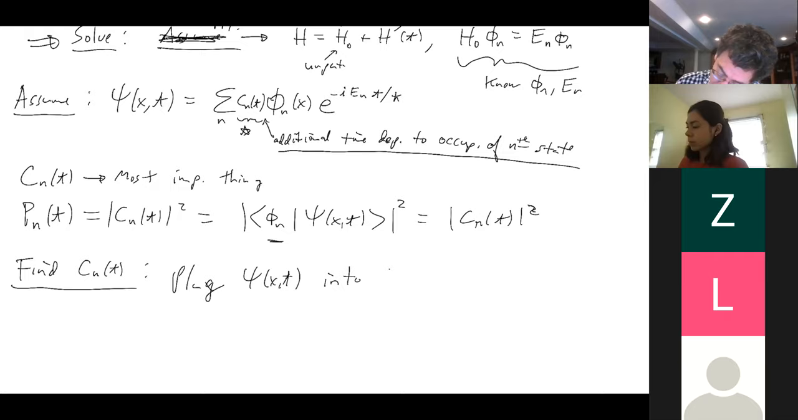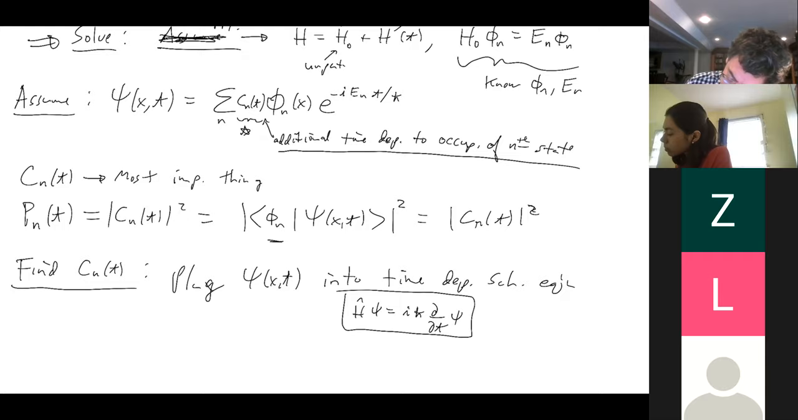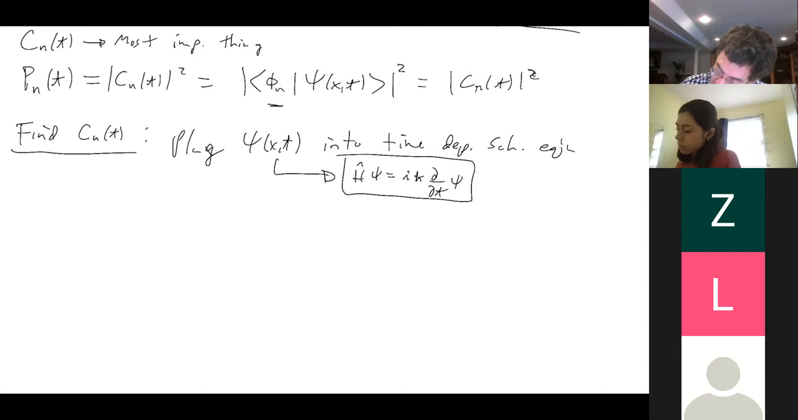The time-dependent Schrodinger equation. And so that is going to be H psi is equal to i h bar d/dt psi. That's the Schrodinger equation, the time-dependent Schrodinger equation. So we just plug it into that. And we did that last time. And so we plugged it into that, and then we did some algebra.